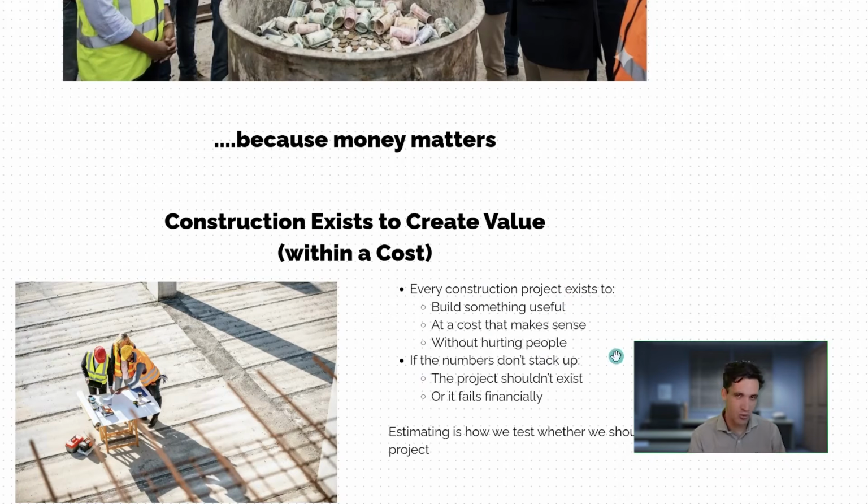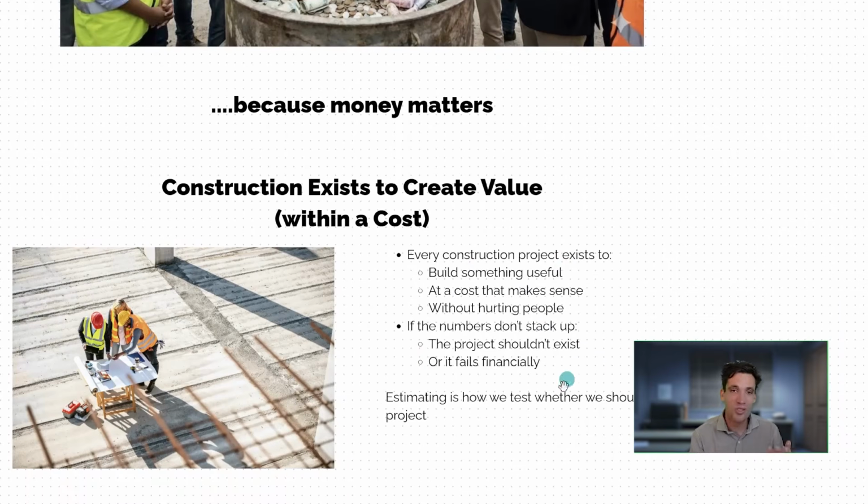So really with every construction project, we want to build something useful at a cost that makes sense, with our ethical responsibility as construction managers to make sure we do so without hurting anybody. Basically, if the numbers don't stack up, if we can't build something useful at a cost that makes sense to do it, the project shouldn't proceed. Estimating fundamentally is how we test whether or not we should do a project.